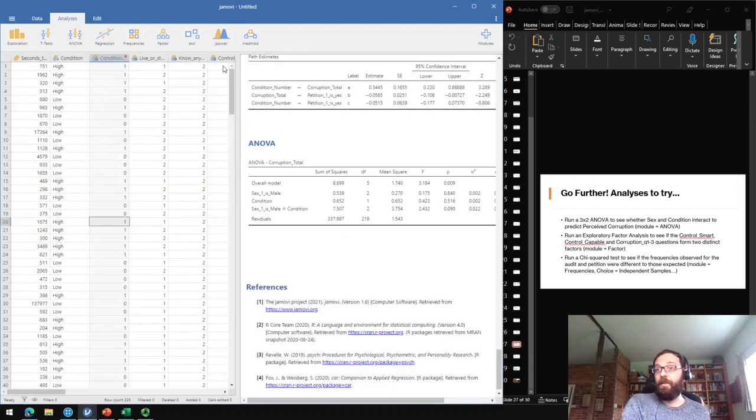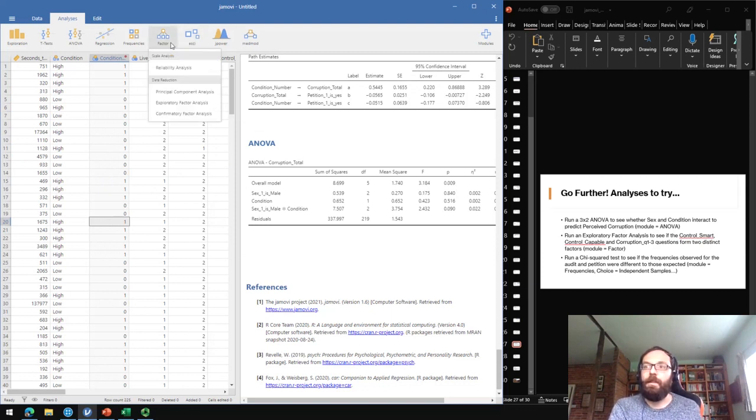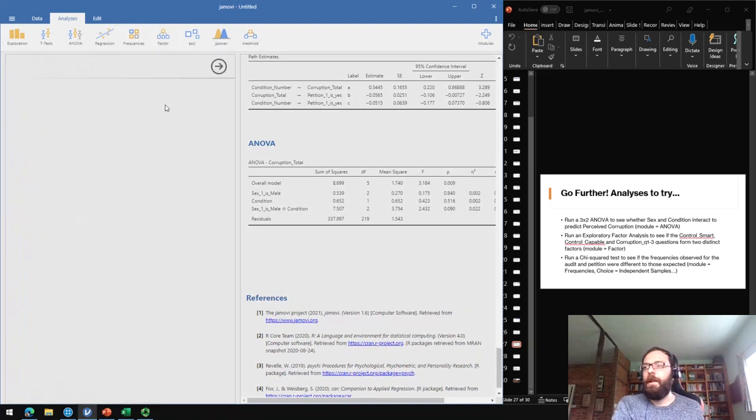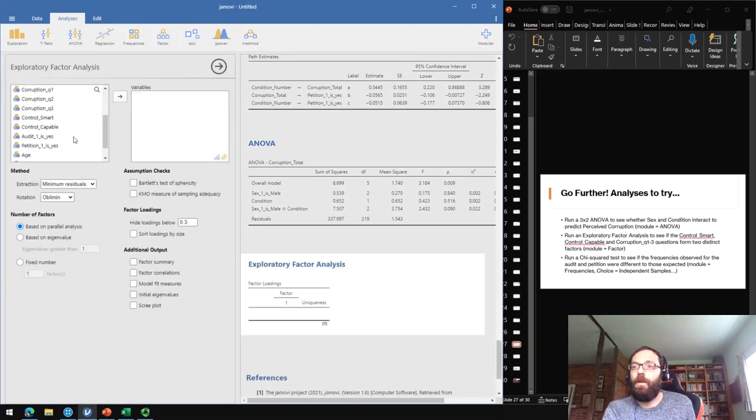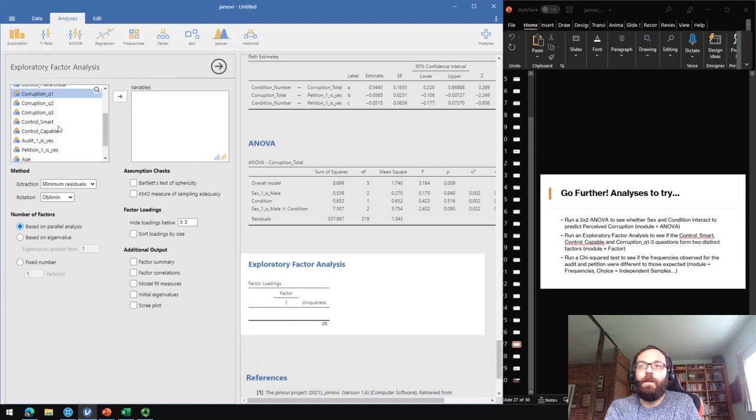So that is ANOVA, very briefly. The next one is exploratory factor analysis. So we go back to factor and exploratory factor analysis, so the factor module, and then under data reduction we're interested in exploratory factor analysis. And then all we need to do is very, very simply copy across those 5 questions to the variables box.